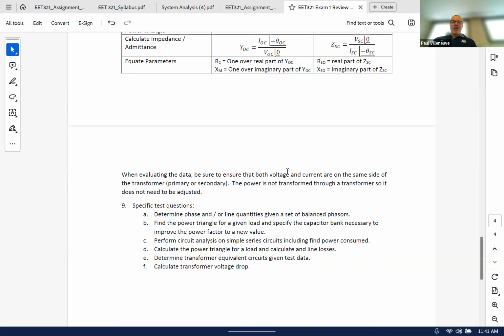Build a power triangle for a load and calculate any line losses. Another way to say line loss is I squared R. I'll give you an open or short circuit test or both. Calculate equivalent circuit data. And lastly, calculate some transformer voltage drop, maybe for percent voltage regulation. And that's it.